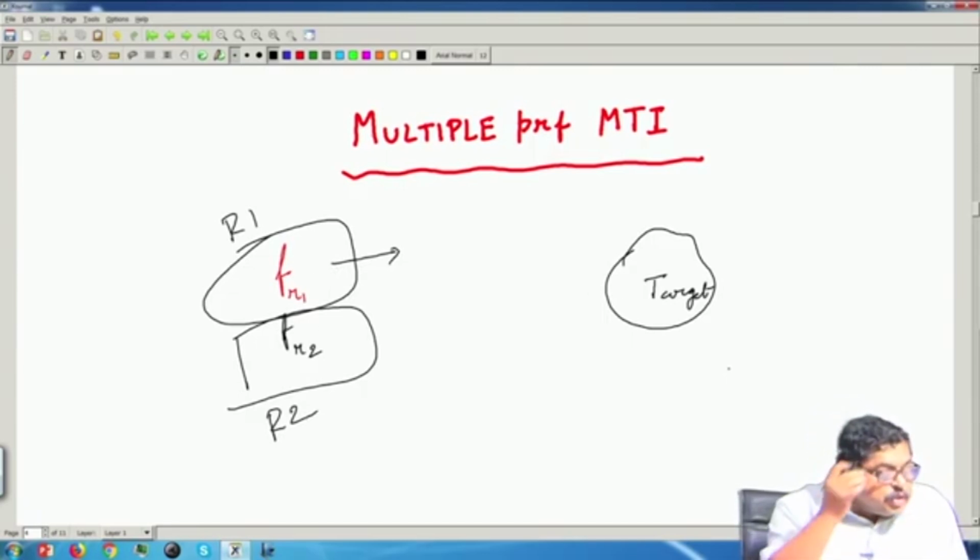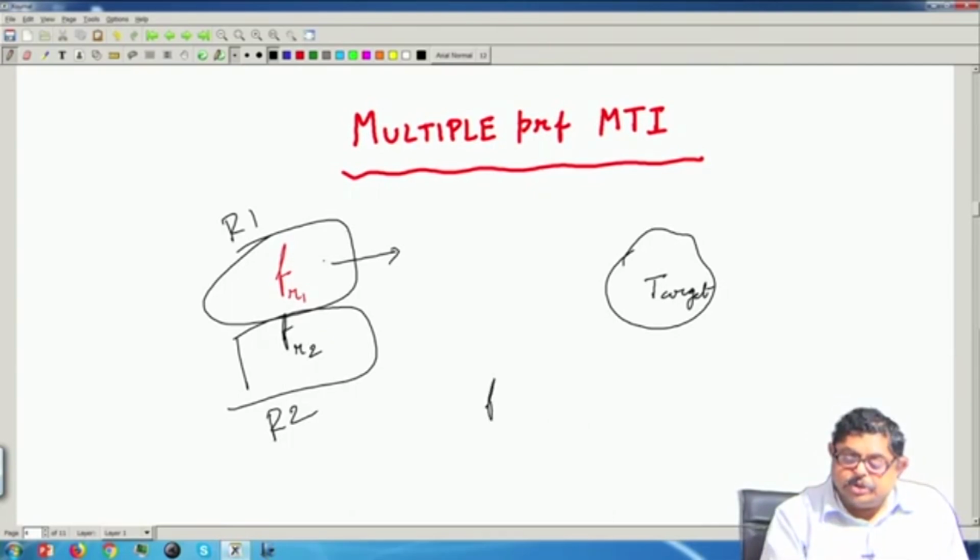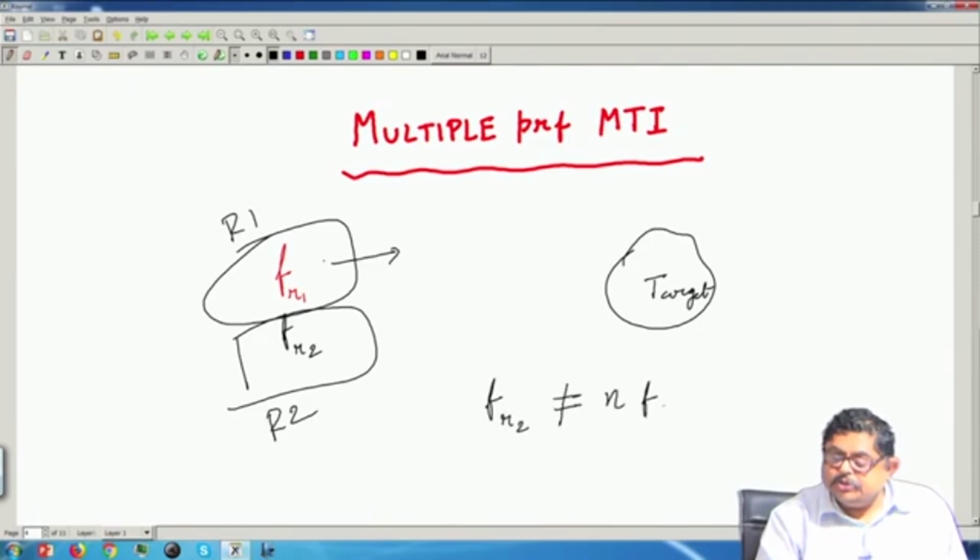Now, even if they are operating at same RF frequency, their first blind speeds are different. So, a target undetected by one radar may be visible to the second radar or vice versa, provided FR1 and FR2 are not integral multiples of each other. That means, FR2 should not be an integral multiple of FR1. If this relation holds, then if one misses the target, the other will detect it.